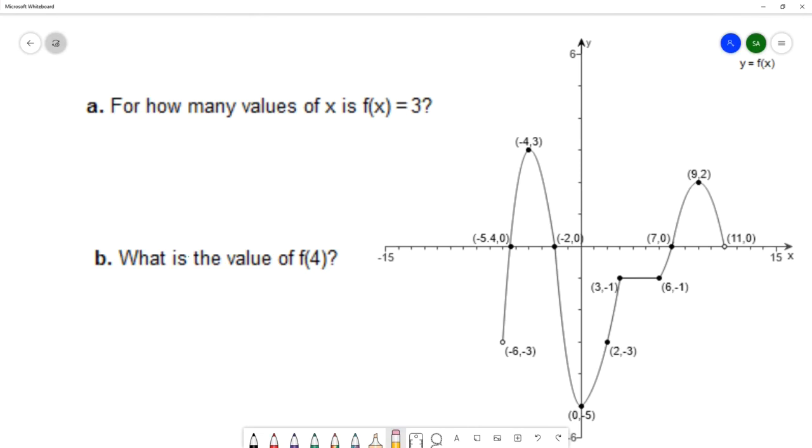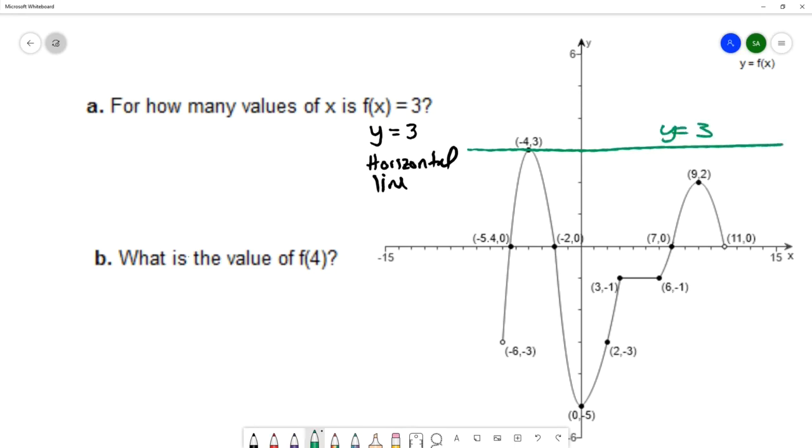In this question, we're given a picture of f of x. This picture is y equals f of x, and we have a couple questions related to it. We want to know for how many values of x is f of x equal to 3. So let me change the wording of this question so that it makes sense for what we're doing. When we have f of x equals 3, this is saying that y equals 3. And we can think of y equals 3 as a horizontal line, the horizontal line at y equals 3.